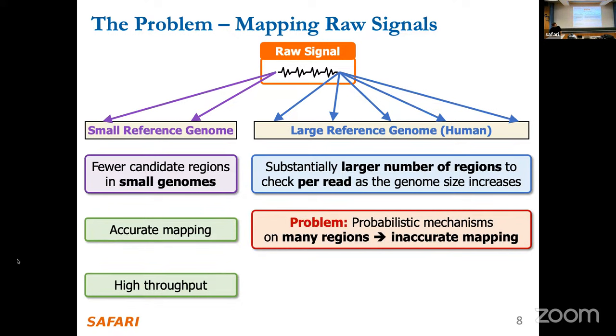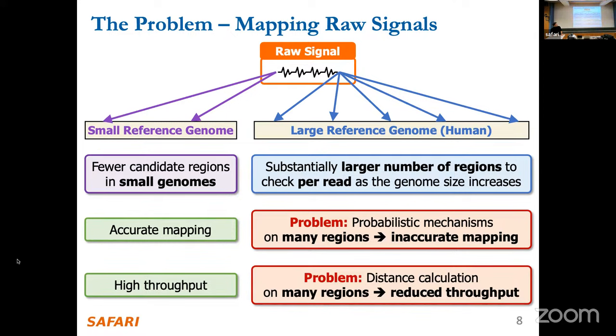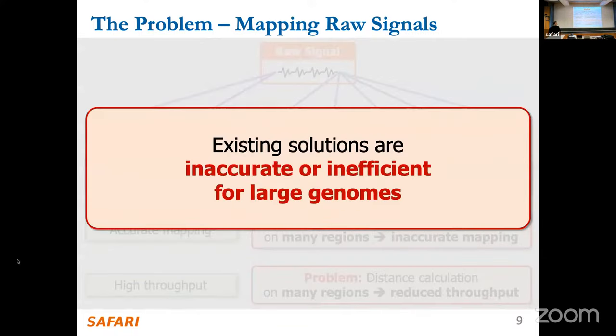This is problematic for two reasons. There are some mechanisms which are probabilistic, and these mechanisms become very inaccurate because of the increased number of regions. It makes it challenging to make accurate decisions among these many regions. The second problem is that some other approaches perform distance calculation on many regions as the genome size increases. So their performance or throughput decreases substantially because of this distance calculation. So we find that the existing solutions are either inaccurate or inefficient for large genomes.